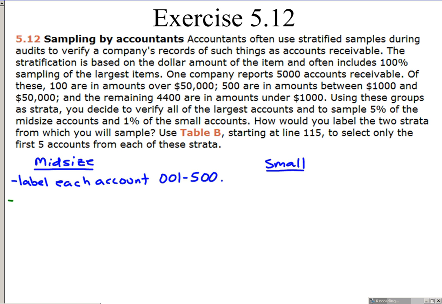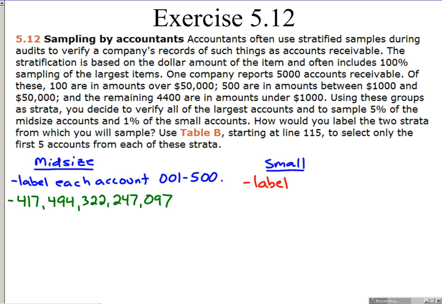So now we have to look at the numbers in groups of 3. Anything larger than 500, we just don't worry about it, and we move on to the next group of 3 numbers. So as we move through that group, you pick account 417, 494, 322, 247, and 097.